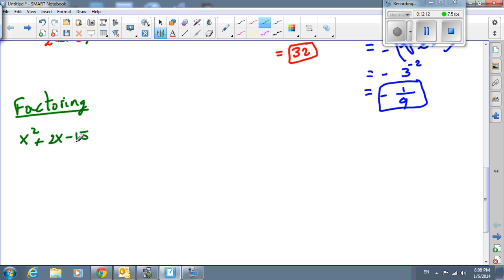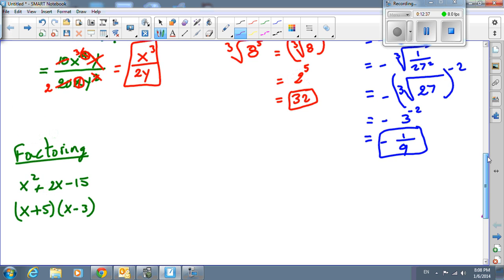To factor this, you will look for two numbers whose product gives you negative 15 and whose sum gives you 2. The two numbers are positive 5 and negative 3. So my answer is x plus 5 and x minus 3. Here's another example.